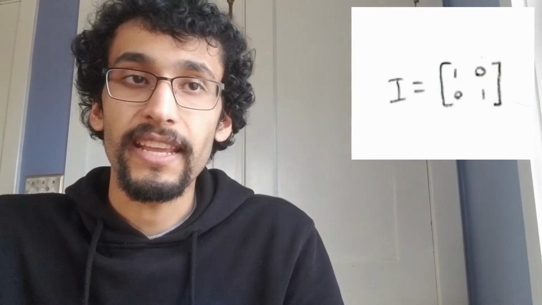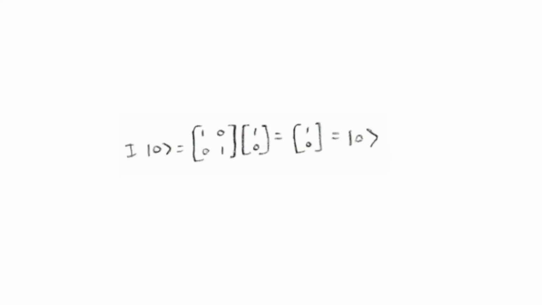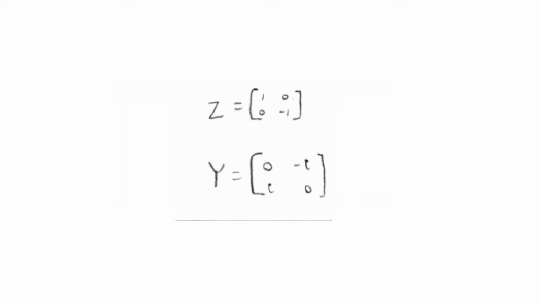So the identity gate looks like 1, 0, 0, 1, because then if you apply that to the 0 vector, which is 1, 0, you still just get 1, 0. If you apply it to the 1 vector, which is 0, 1, you still get 0, 1. So boom, that's your identity gate right there. That's easy. It's supposed to do nothing. Your NOT gate looks like this, and then you have a couple of other gates for single qubits.